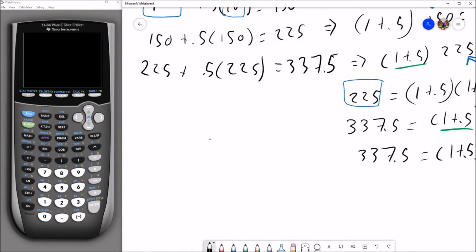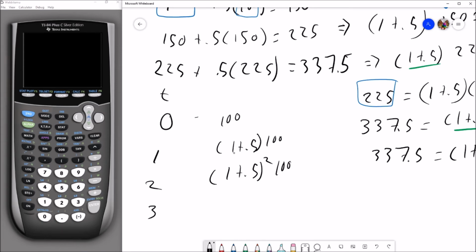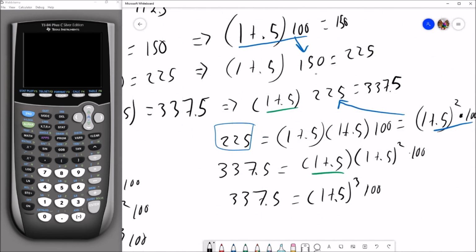So now we have a table of values here. When t is 0, we have 100. When t is 1, we have 1 plus 0.5 times 100. At 2, we have 1 plus 0.5 squared times 100. And when t was 3, that was 1 plus 0.5 cubed times 100. Where are these values coming from? Remember, this value here is just 150. This is 225 and 337.5, as we showed right here.